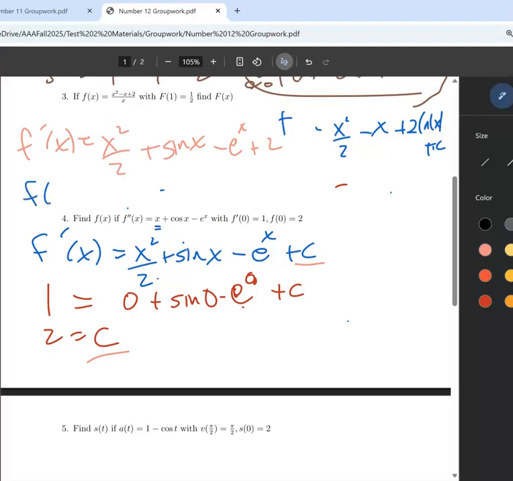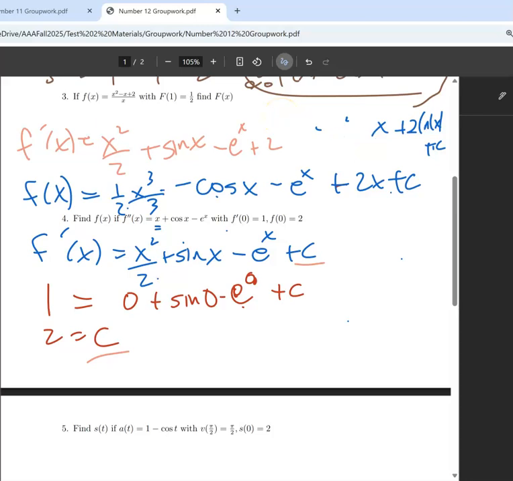Now I do another antiderivative. So I carry the 1/2. I get x cubed over 3. Antiderivative of sine is negative cosine. And just remember the derivative of negative cosine is sine. This antiderivative is still e to the x. Antiderivative of 2 is 2x plus a c. Sorry, let me get rid of this because that was kind of confusing there.